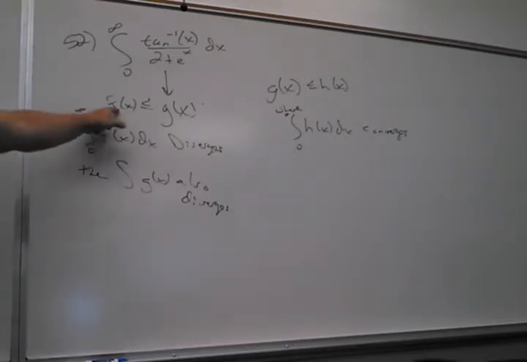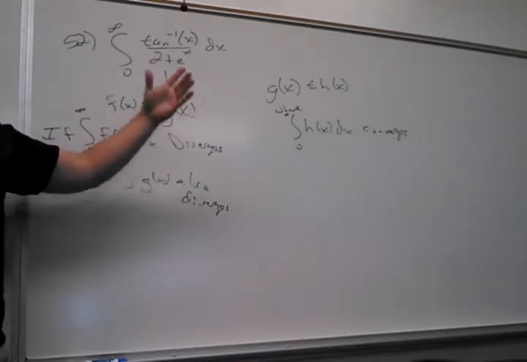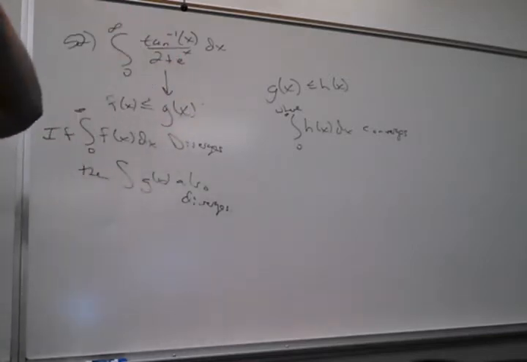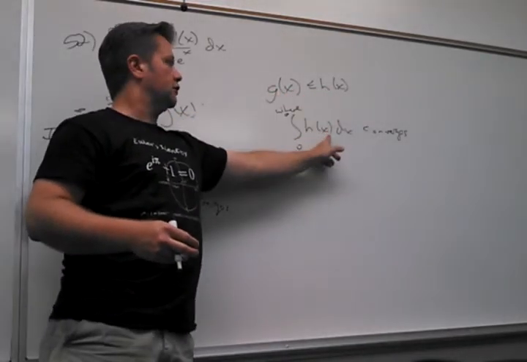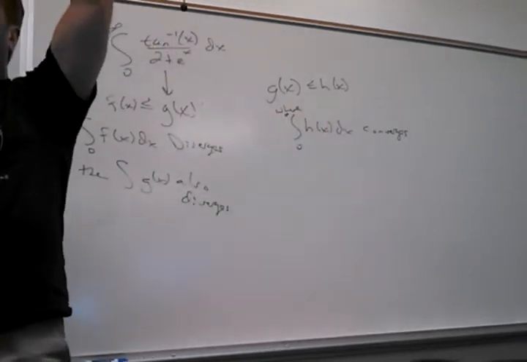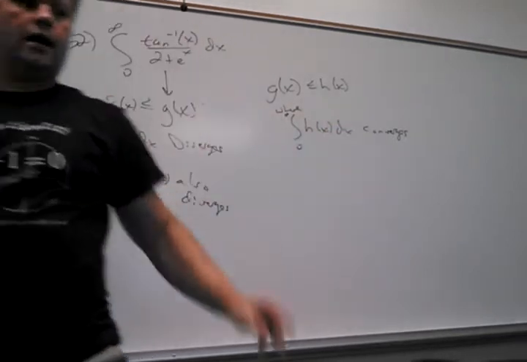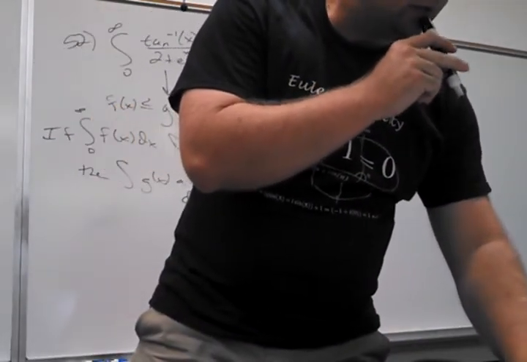So one is I have a function that's below me always. This function here, that's me. I have this function that's always less than me. But that integral goes to infinity. Well, it's going to take me with it, right? It's going to push me along and say you're going to infinity also. And the other way is if I'm always below some other function, its integral converges to a finite number, I must also converge.